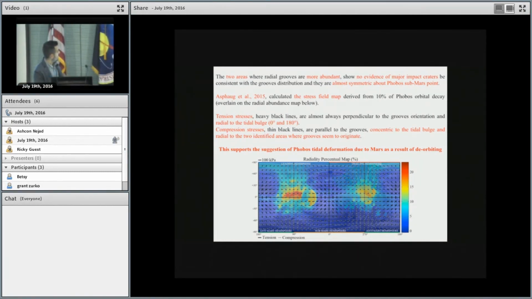And in 2015, Asphaug et al. calculated the stress field map derived from 10% of Phobos orbital decay. They were deriving tension stresses and compression stresses on the surface. The tension stresses are presented here with a black line, and the compressions in the gray one. They are radial to the tidal bulge, while the compression stresses are concentric to the tidal bulge, and they are radial to the two identified areas where they seem to originate. So this seems to support the suggestion that Phobos grooves are the result of a possible tidal deformation due to the possible deorbiting to Mars.